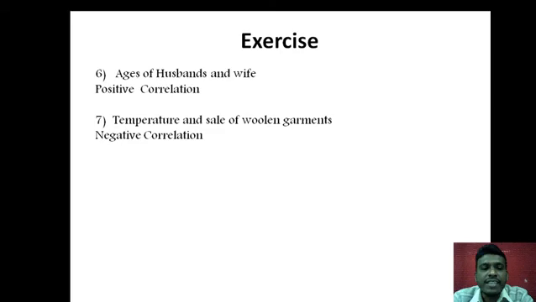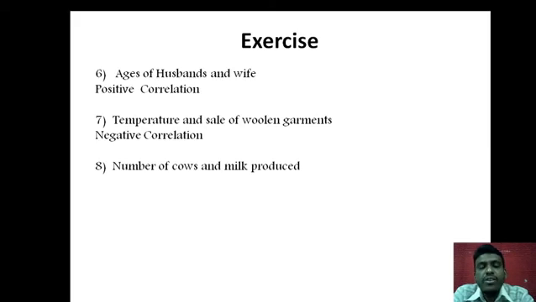So next exercise, number of cows and milk produced, total milk produced by these cows. If you have one cow, you have certain amount of milk produced. If you have two cows, you have certain amount of milk produced. Three cows will give this much amount of milk. Four cows will give me so much amount of milk. Are they related to each other? Yes, they follow a positive correlation. As the number of cows increases, the total amount of milk produced in the dairy also increases. Hence, they follow a positive correlation.